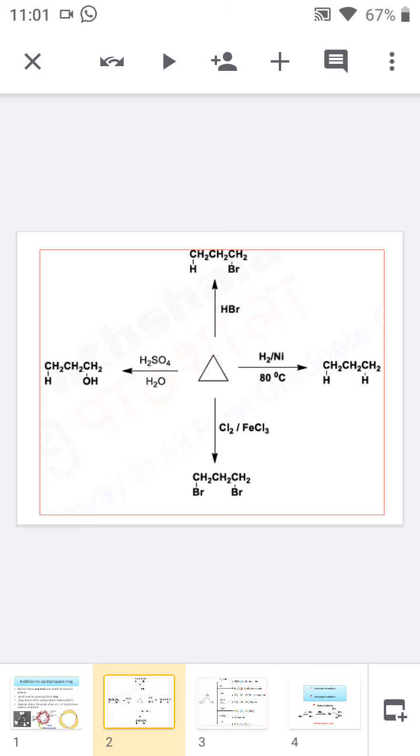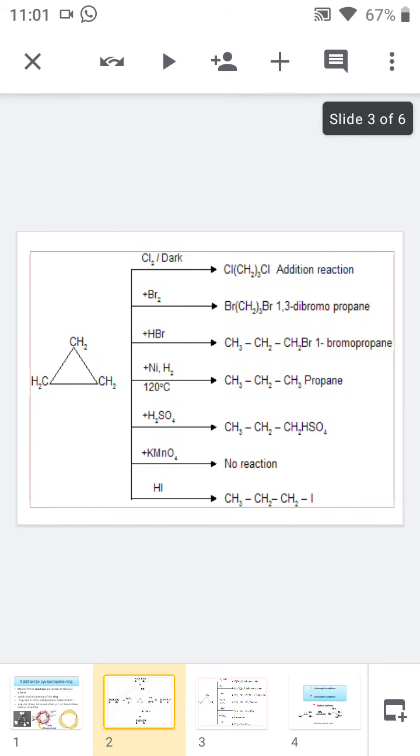These are some of the reactions which occur in the cyclopropane ring: chlorination, even in the dark, bromination, HBr addition, nickel hydrogenation, and sulfuric acid reaction. KMnO4 does not give any reaction, and HI gives iodination.